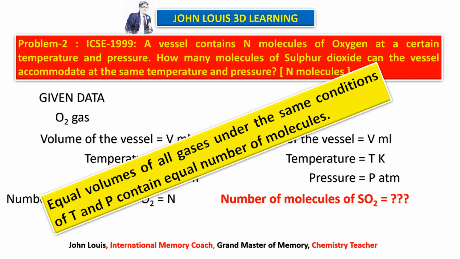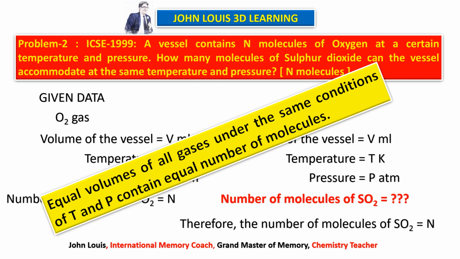So, sulfur dioxide and oxygen, these two gases, are kept at the same temperature, pressure and volume. Therefore, the number of molecules will be the same. Since the number of molecules of oxygen is n, the number of molecules of sulfur dioxide will also be equal to n. Hope it's very clear.